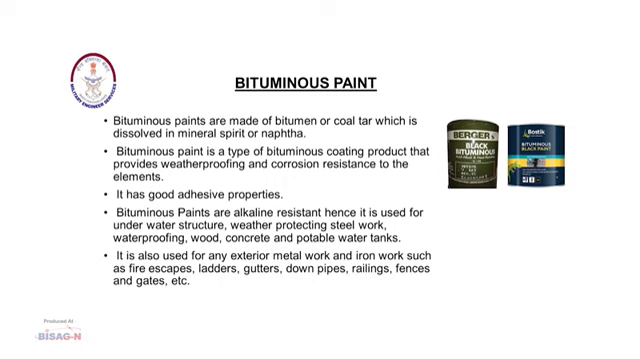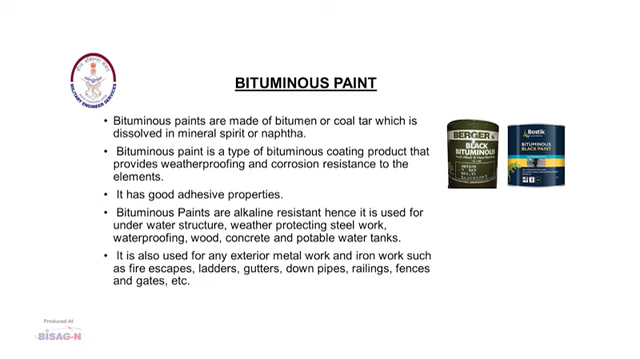Bituminous paint. Bituminous paints are made of bitumen or coal tar which is dissolved in mineral spirit or naphtha. Bituminous paint is a type of bituminous coating product that provides weatherproofing and corrosion resistance to the element. It has a good adhesive property. Bituminous paints are alkaline resistant, hence it is used for underwater structures, weather protecting steelworks, waterproofing, wood, concrete and portable water tanks.